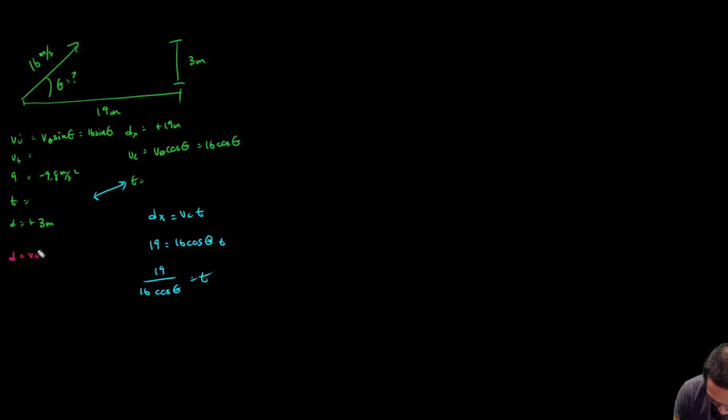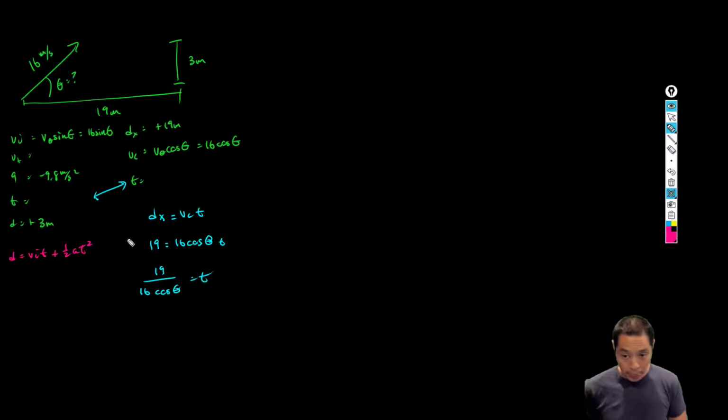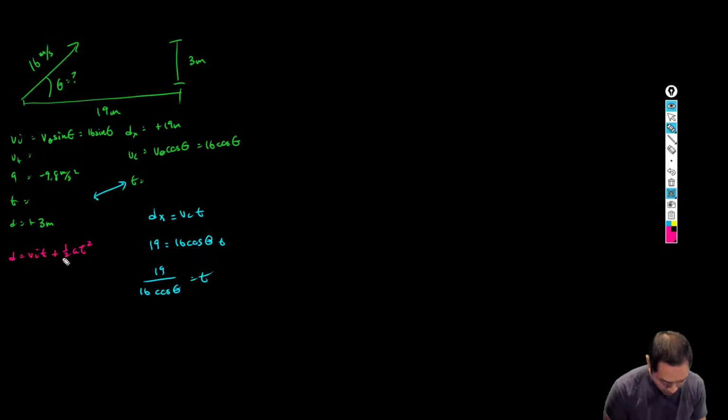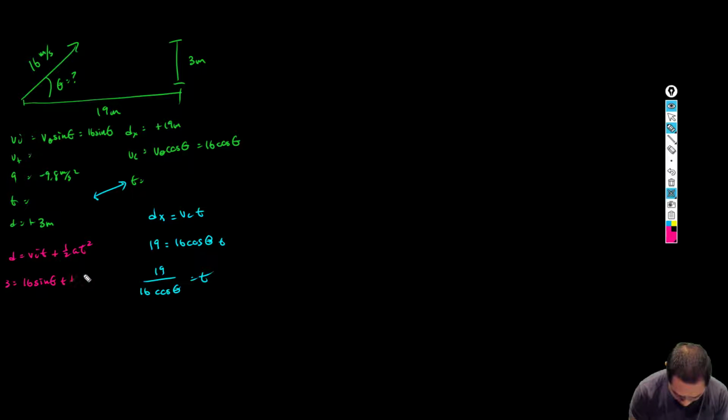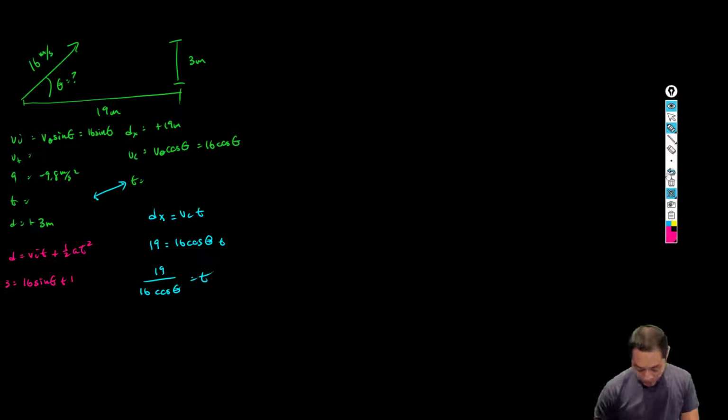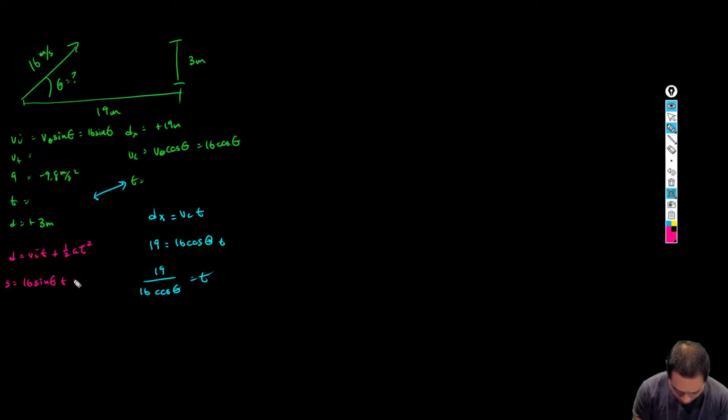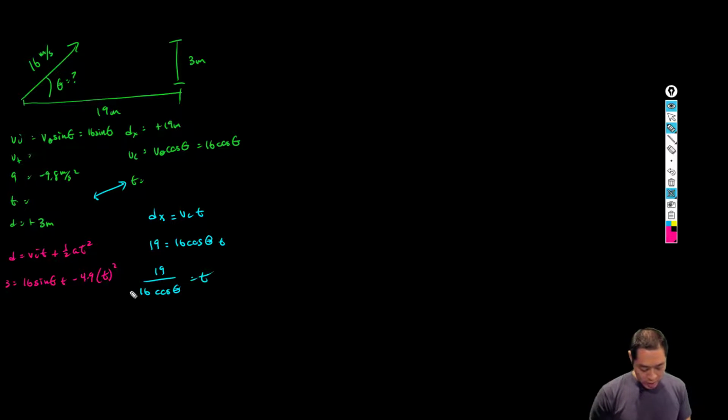On the left side, it's my favorite equation: d equals V_i t plus 1/2 a t squared. We're going to plug in everything that we know, so it's going to get pretty messy. We have 3 equals V_i, which is 16 sine theta t, plus 1/2 a t squared. I'm going to make it a little bit easier for myself and solve that in my head. 1/2 of 9.8 is 4.9, and it's negative, so it's negative 4.9 times t squared.